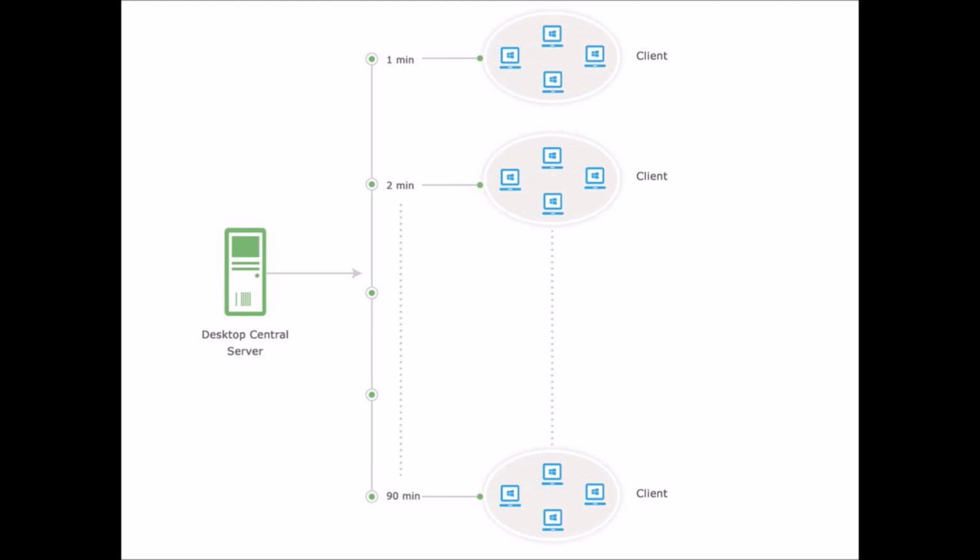So it is actually sliced equally across the 90 minutes, which will ensure that the server is scaling to more number of computers, the bandwidth is not choked in the entire network, and the performance at the server end is intact, so it is not compromised.